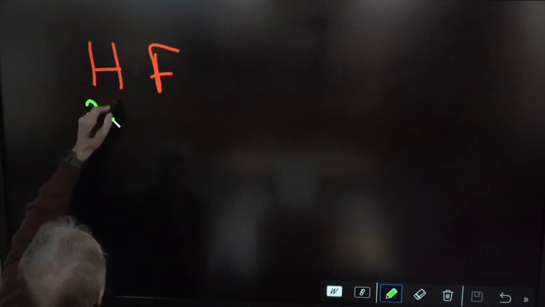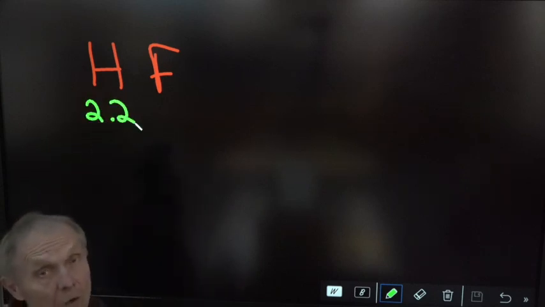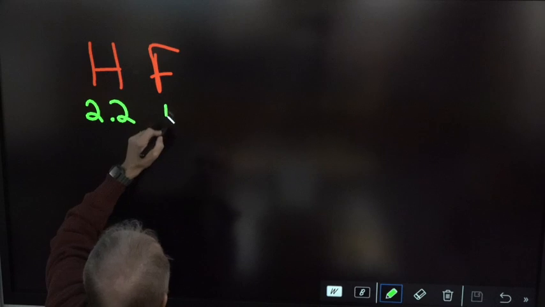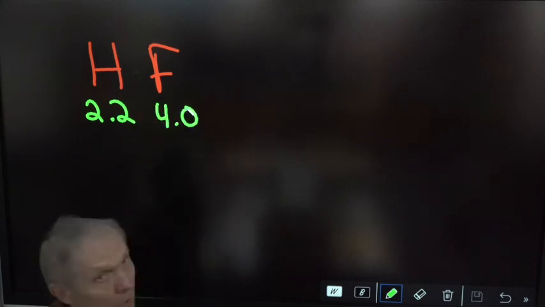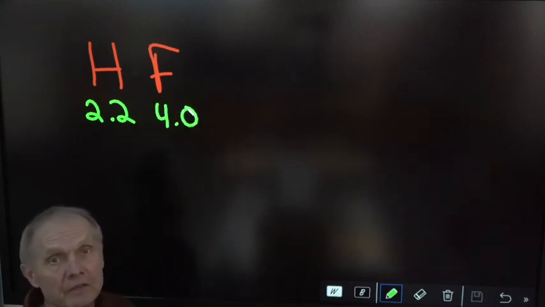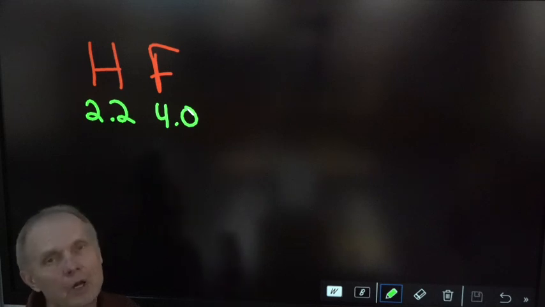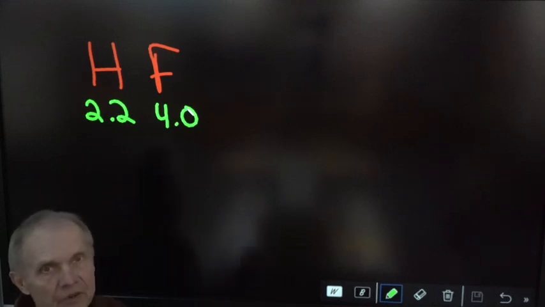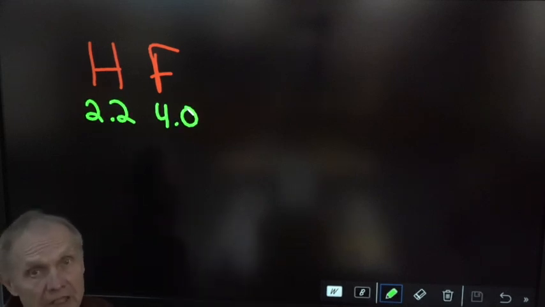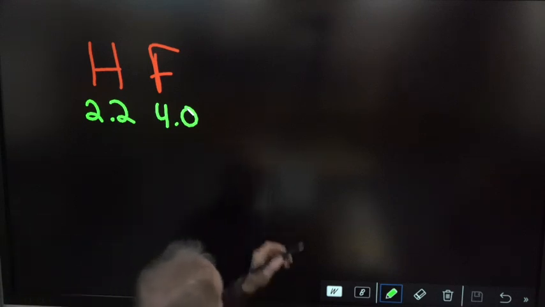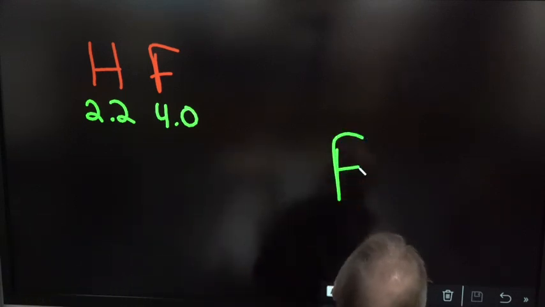HF. Well, we know hydrogen is 2.2, and we absolutely know fluorine is 4.0. Fluorine is the strongest electronegative element on the whole periodic table. Remember, I call it Rambo. It's the toughest, roughest element on the whole periodic table for stealing electrons. So let's do fluorine. So we got an F.